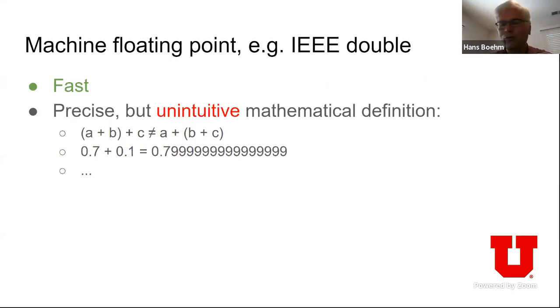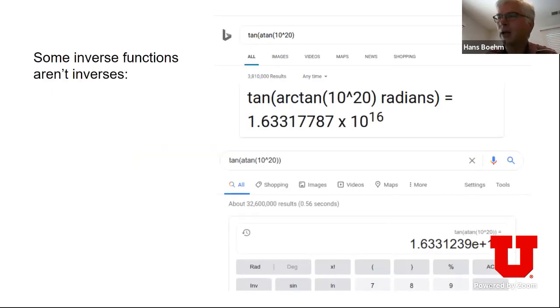Floating point has the advantage that it's fast. It has a precise definition, but one that's rather unintuitive. In particular, it's not associative. Sometimes even really simple problems generate somewhat surprising answers. If you ask the two most popular web search engines what the tangent of arctangent of 10 to the 20th is, they both agree that it's about 1.633 times 10 to the 16th, though not quite, which is a bit odd.